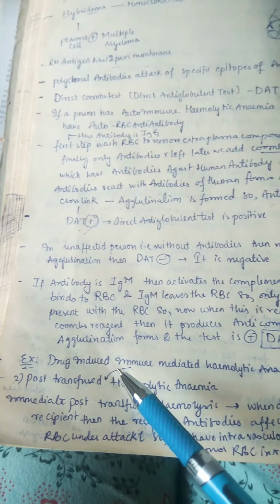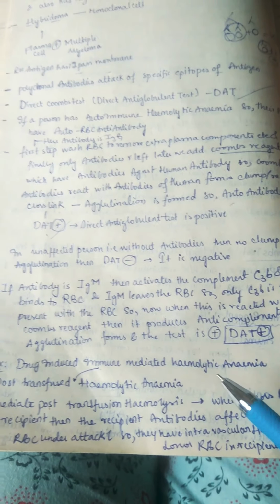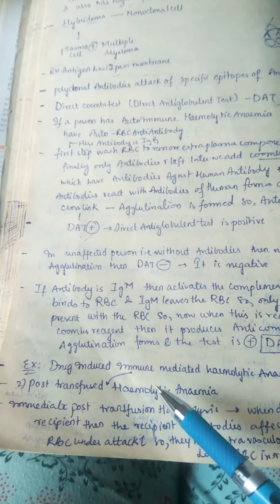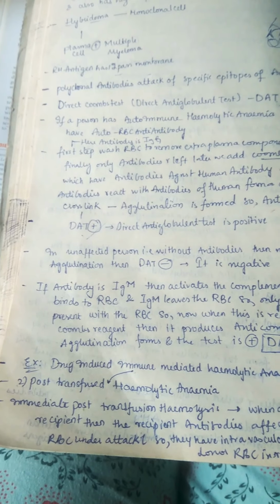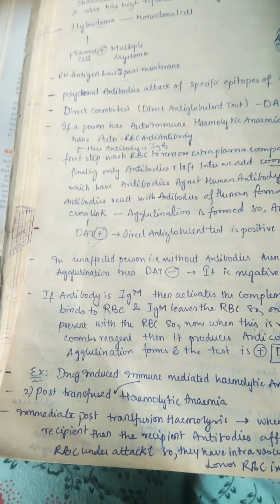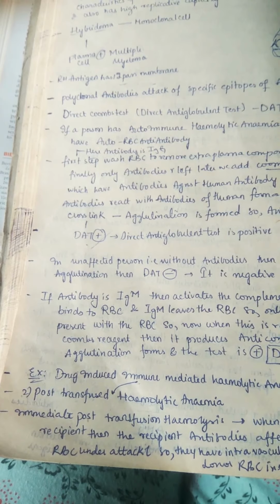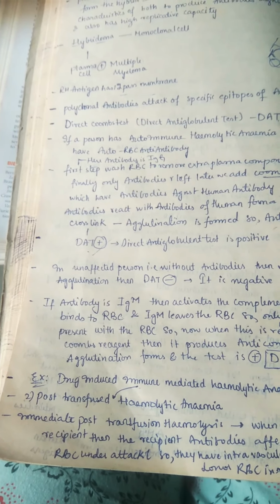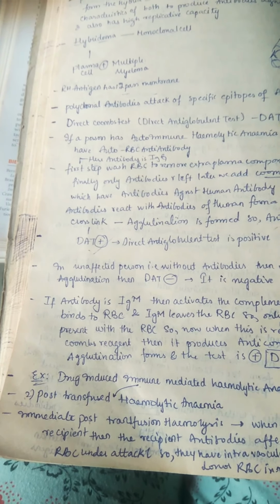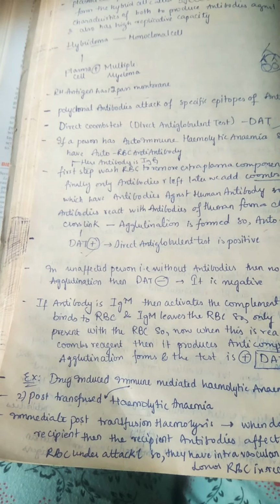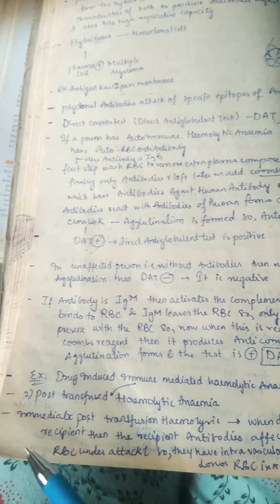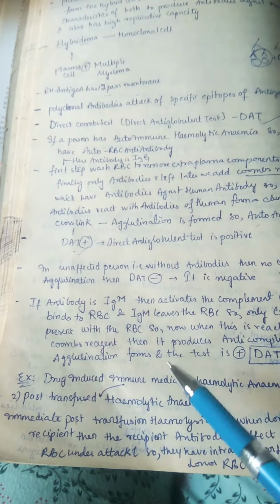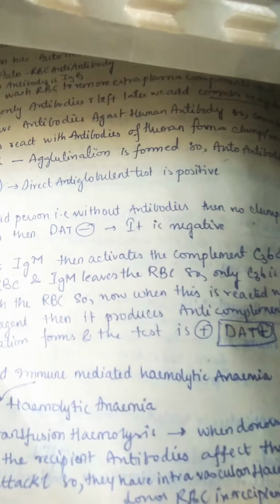For example, you can see drug-induced immune-mediated hemolytic anemia, and also post-transfusion hemolytic anemia. In post-transfusion, if we transfuse an incompatible type, like giving B group blood to an A group person, it will lead to hemolytic anemia, and because of some drugs it may also cause this. So this causes the direct Coombs test to be positive, because the agglutination or clumping process will take place. If we draw it, it is very easy to understand.